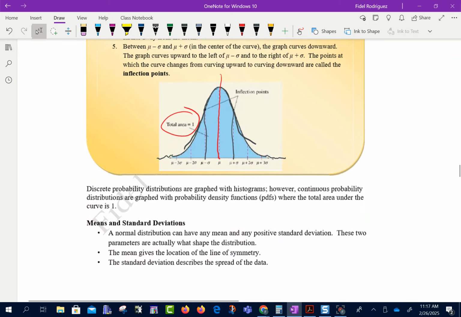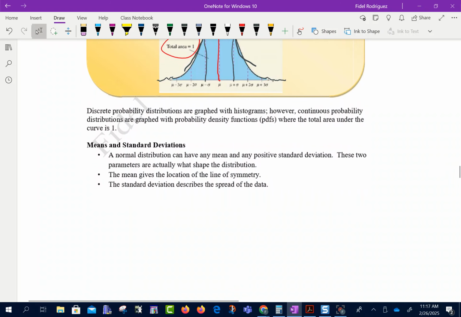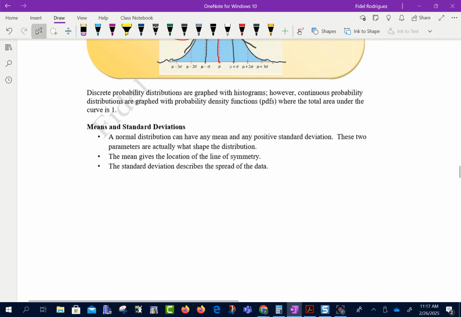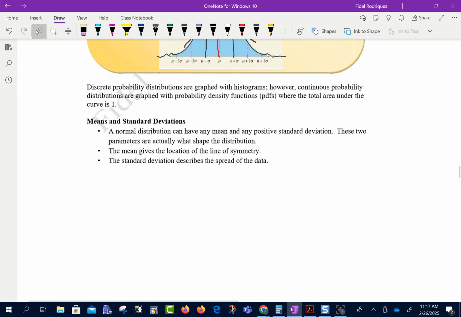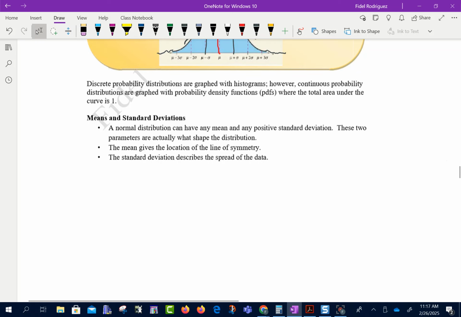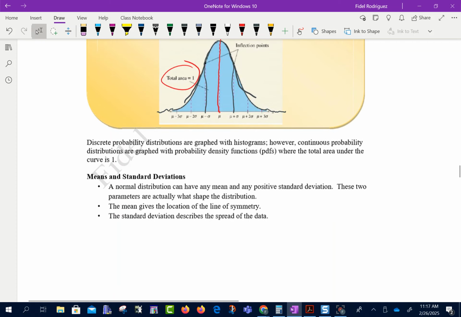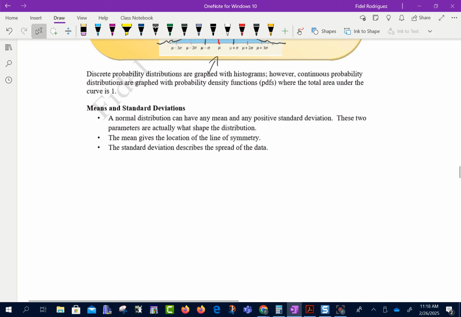So let me scroll down a little bit further and let's figure out what we got here. A normal distribution can have any positive average and any positive standard deviation. These two parameters are actually what shapes the distribution. The mean gives the location of the line of symmetry. So the mean, again, is just going to be this part right here. And the standard deviation, y'all, describes the spread of the data.